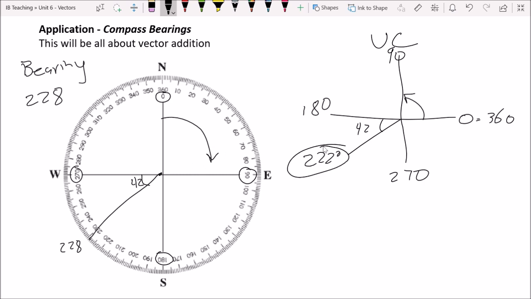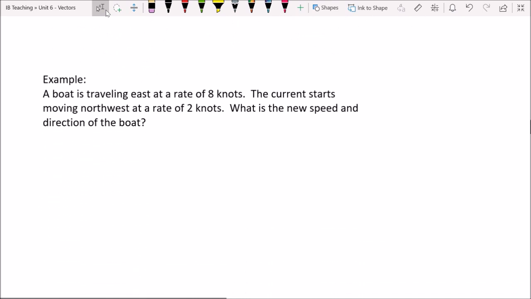So if we were going to type something in our calculator to do a calculation, we would have to use 222. If we use 228, we'd get some kind of crazy answers. It seems like a little technicality, but it's going to make a big difference in these questions. Let's start with a basic one.